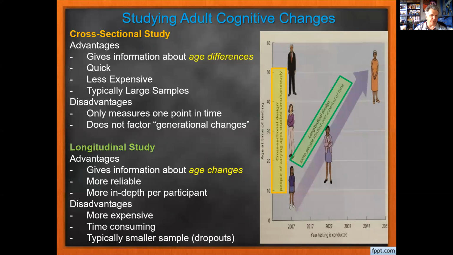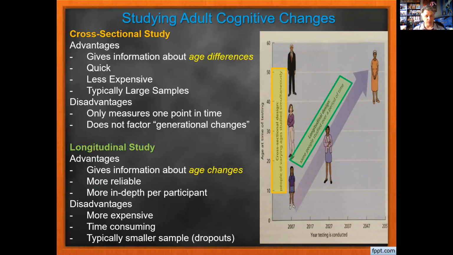A cross-sectional study is to take a bunch of people at this moment and test them all. Let me compare an 80-year-old's IQ versus an 18-year-old's IQ. Well, the problem with doing that is the 18-year-old and the 80-year-old don't have the same experience. When the 80-year-old was 18, the world wasn't the same at that time. So you have to factor in these generational changes.